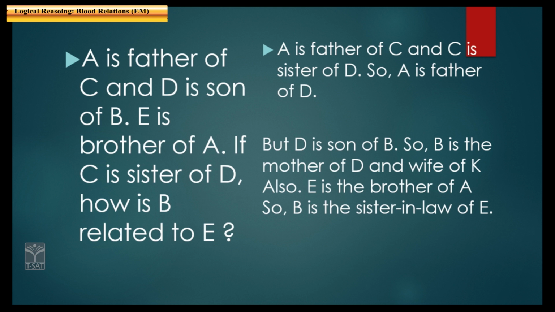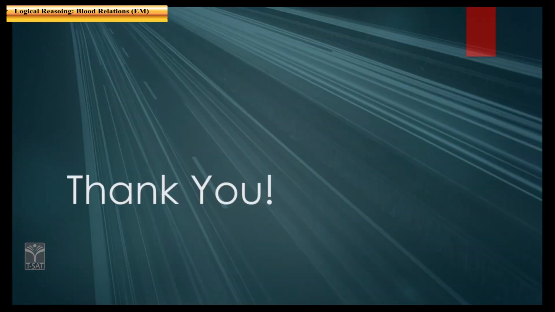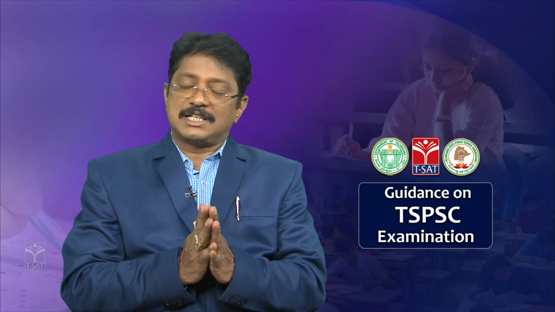So E is the brother of A. Now we can say the relation between B and E is simply that B is the sister-in-law of E. So the relation between B and E is sister-in-law. So B is the sister-in-law of E, correct? Okay. So this is the concept. So you understand the relation.